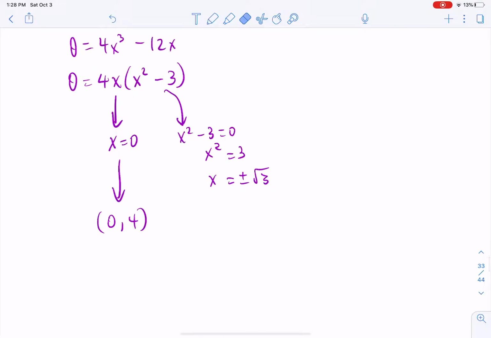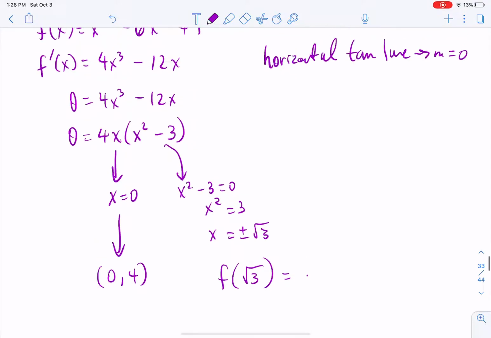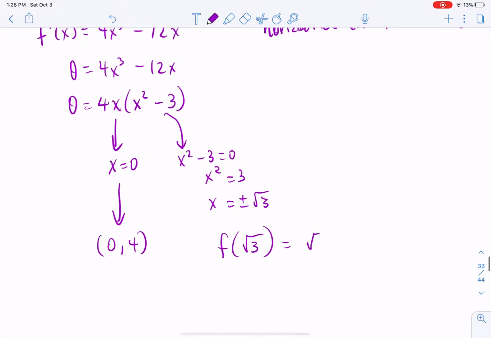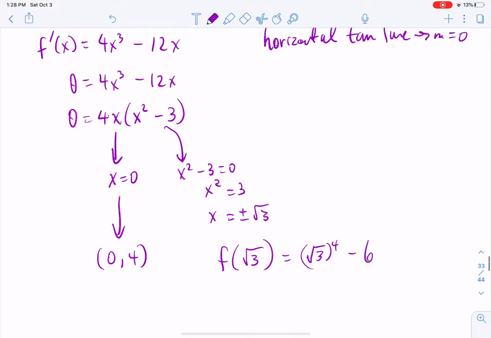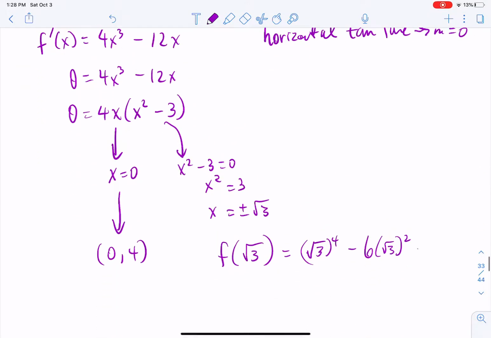Let's see. We've got f of the square root of 3. We're plugging it into the original function. I have the square root of 3 to the 4th power, minus 6 times the square root of 3 squared, and then we're going to add 4 to it. Okay, are we going to do this without a calculator?